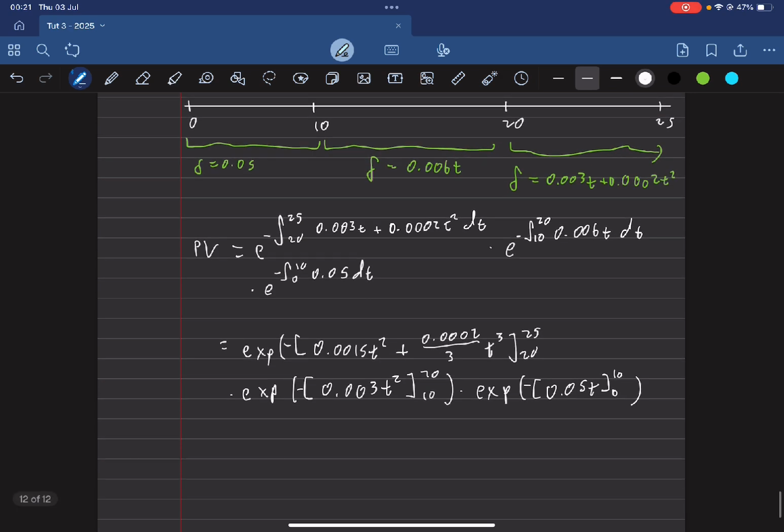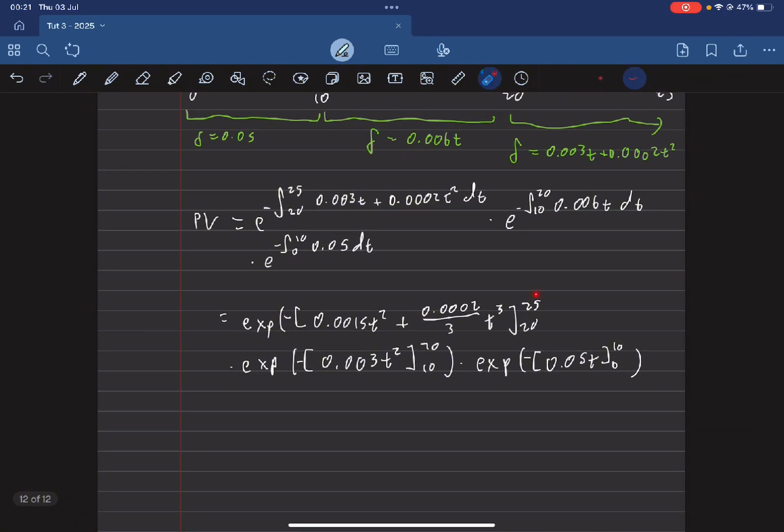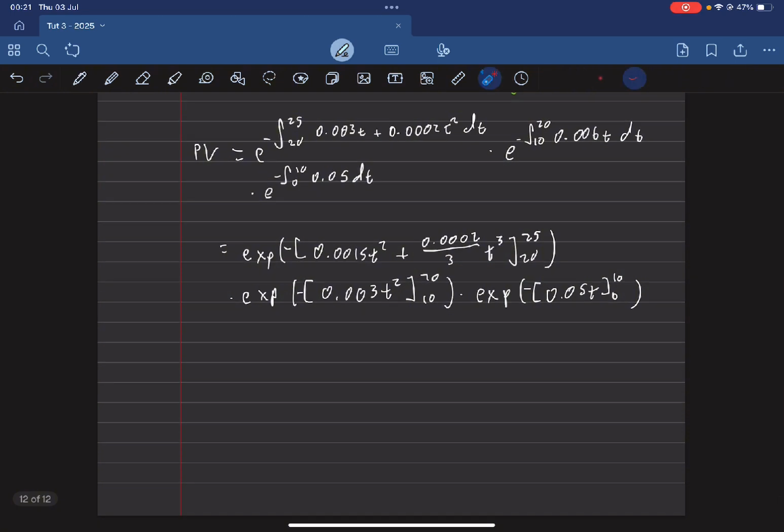So now all we need to do is sub these in. So basically sub in 25, and then it's just the way you normally evaluate integrals. You sub in 25, and then you minus when you sub in 20. For example, I'll do this one. I won't write it up because it's very easy, but it's basically 0.05 times 10 minus 0.05 times 0 for this one, and then times 0. Yeah, very good. Cool. That should be quite easy to evaluate.